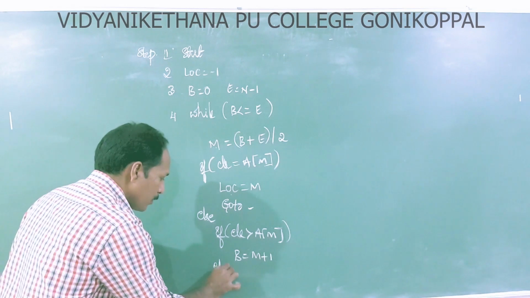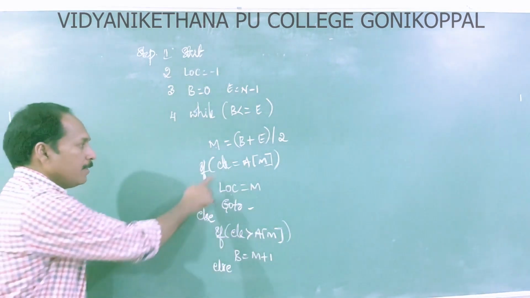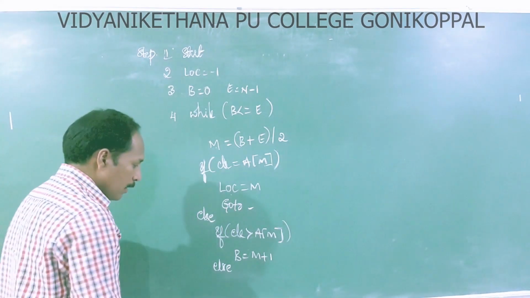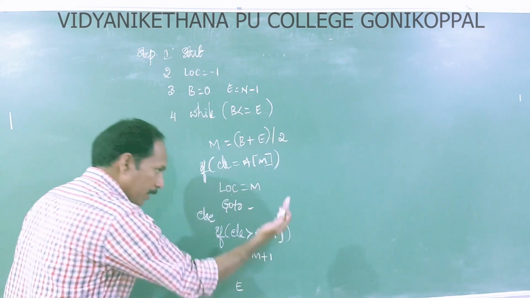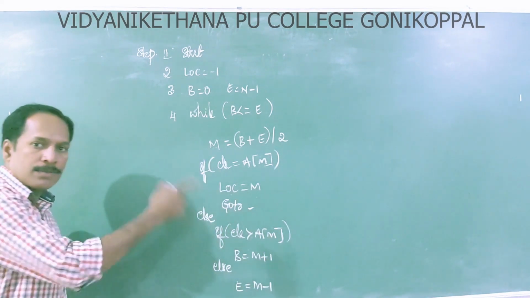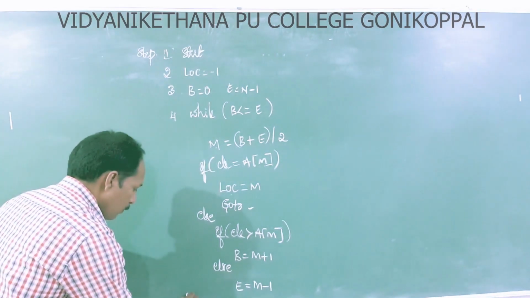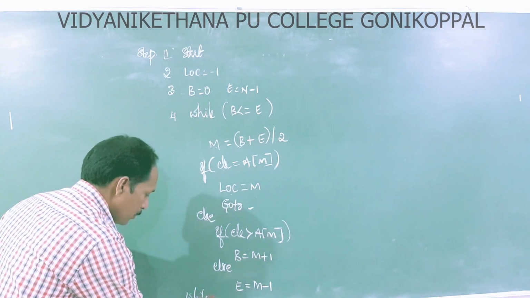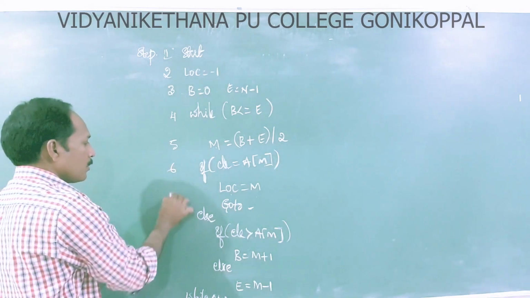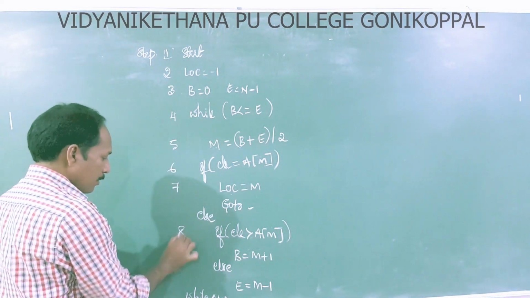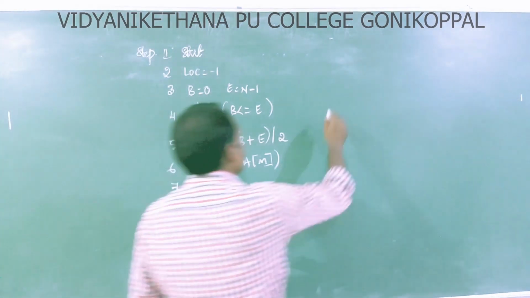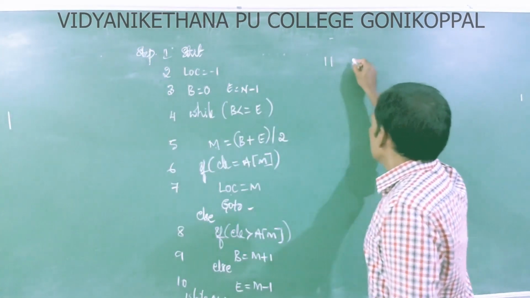Otherwise, it is not equal and not greater, so obviously it will be less than. Then e will be reduced: e will be m minus 1. Repeat this process until this step. You can give these step numbers: 5, 6, 7, 8, 9, 10.